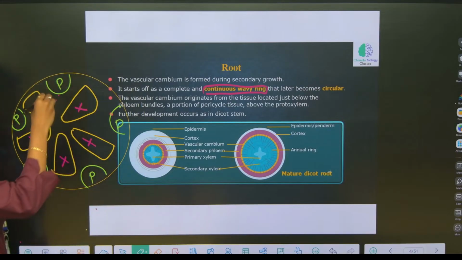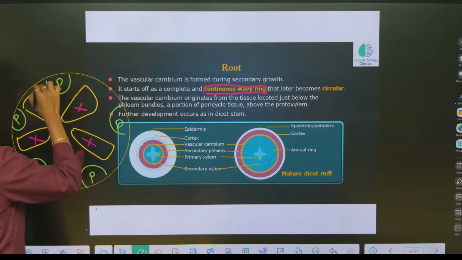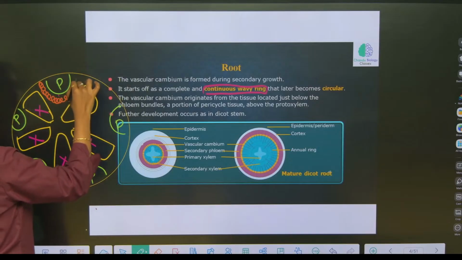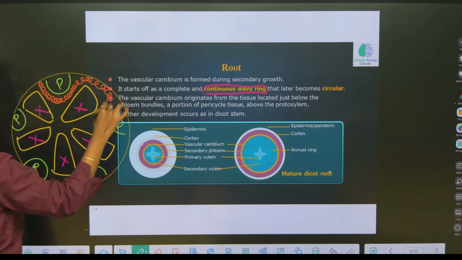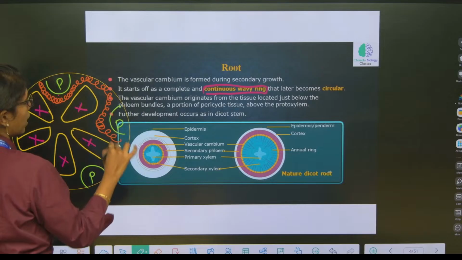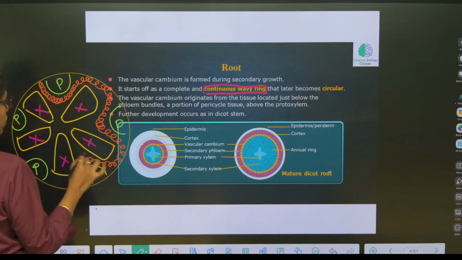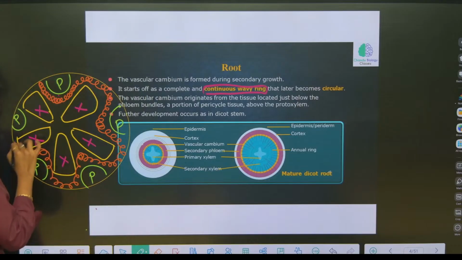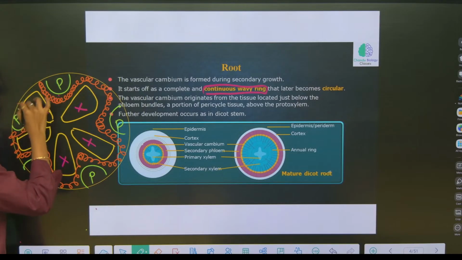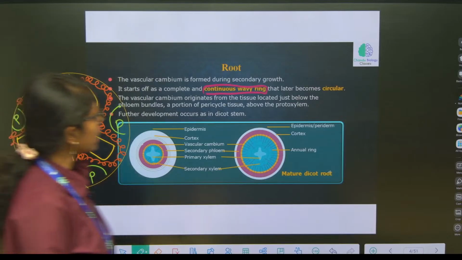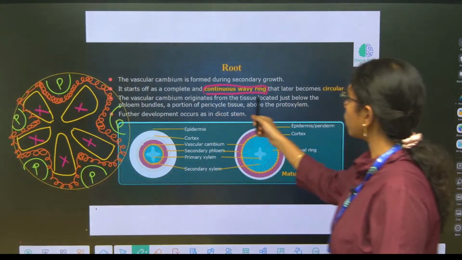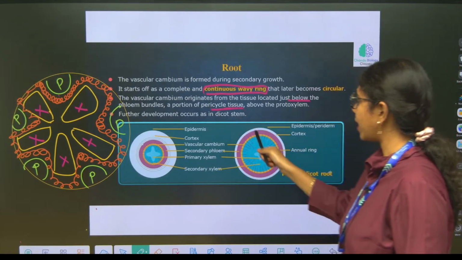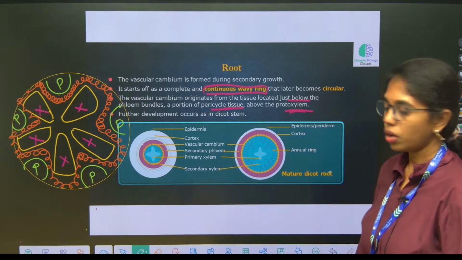from the pericycle the vascular cambium will originate like this. From the pericycle the vascular cambium will originate and a wavy cambium is formed like this in between xylem and phloem. This wavy cambium will promote the stellar secondary growth in the root. Understood clearly? So, the vascular cambium originates from the tissue located just below the phloem bundles and the portion of pericycle above the protoxylem. Okay.